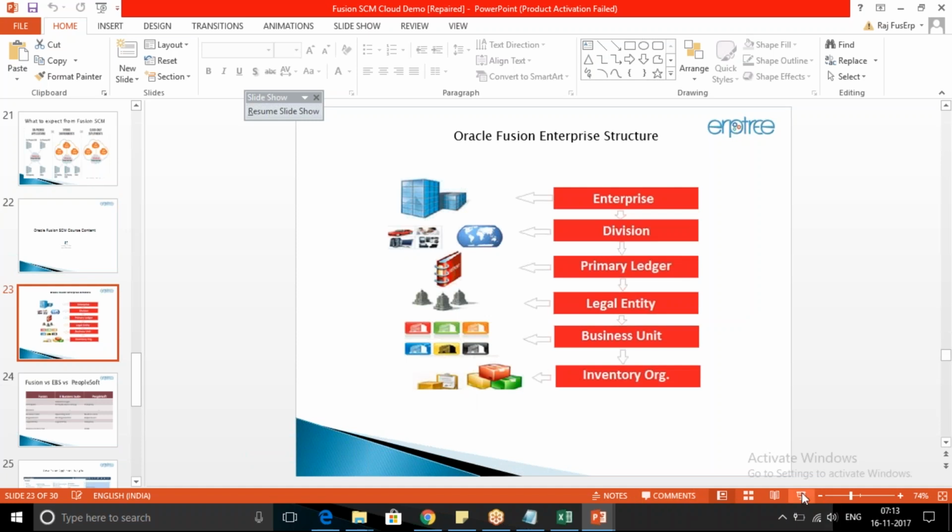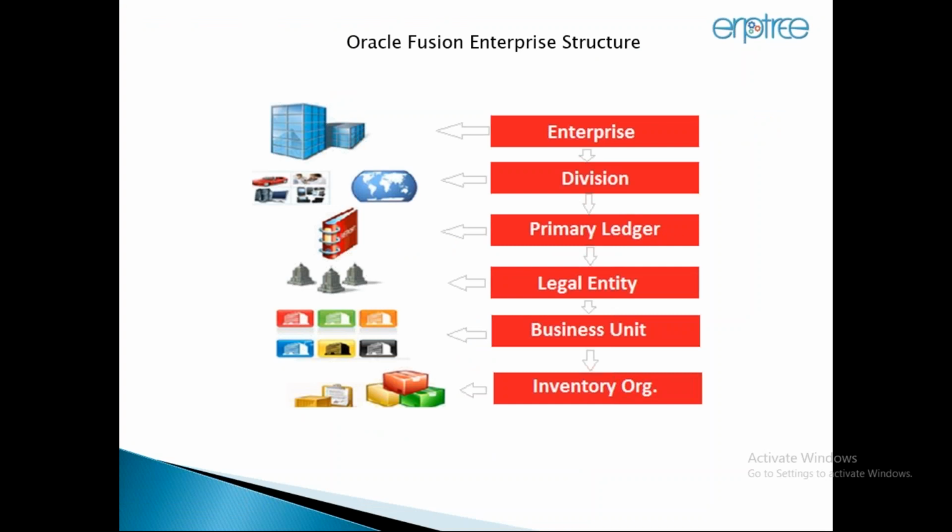Hope you are all able to see my screen. So, part of the enterprise structure, I think you are able to see it here. This is the enterprise structure in Fusion applications, and we've got some changes when you compare it with EBS R12. We used to start with business group in EBS, but here we've got enterprise as the top entity of our business.